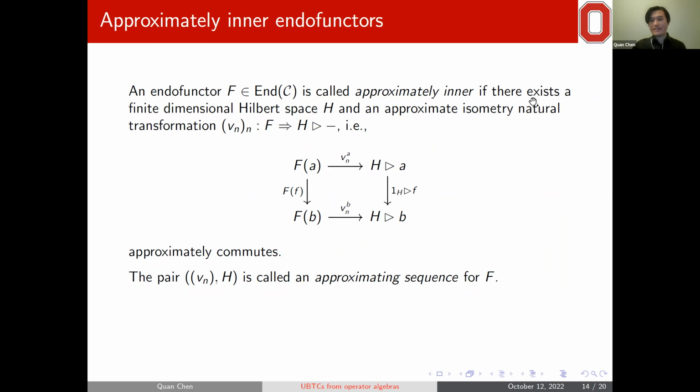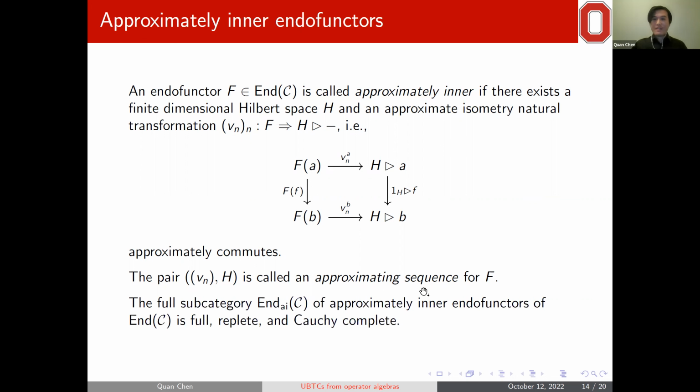So here, this is just existence. We're not saying that if F is approximately inner, there's a unique H and V_n. We're just saying that it exists. And we say this pair is an approximating sequence. And we can show that the subcategory of approximately inner endofunctors is a full replete Cauchy tensor subcategory of N of C, which means the tensor product of two approximately inner endofunctors is still approximately inner. All right, so these are the two subcategories we want.